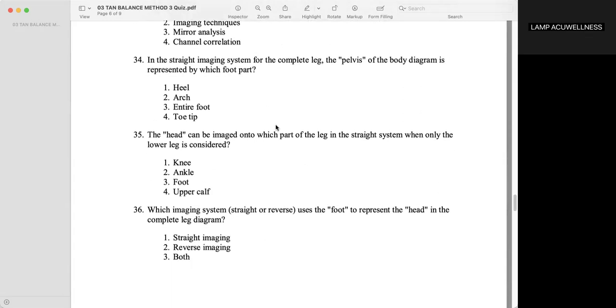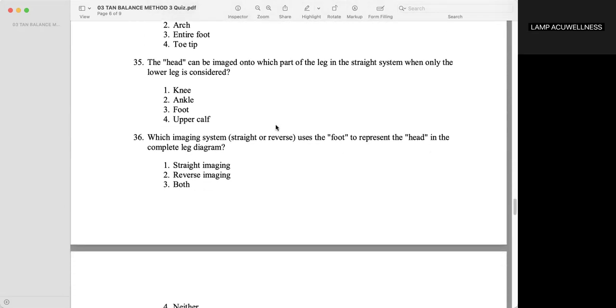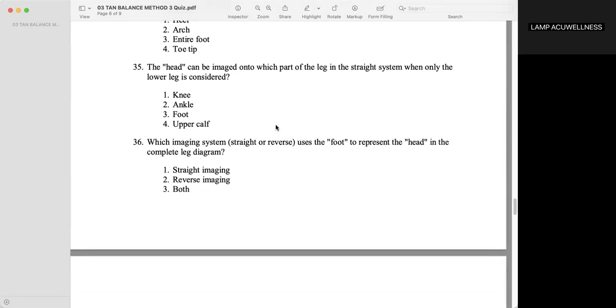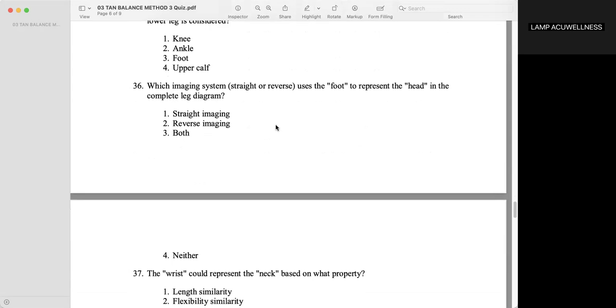In the straight imaging system for the complete leg, the pelvis of the body diagram is represented by which foot part? Number 3, entire foot. The head can be imaged onto which part of the leg in the straight system, and only the lower leg is considered? Number 1, knee. Which imaging system, straight or reverse, uses the foot to represent the head in the complete leg diagram?